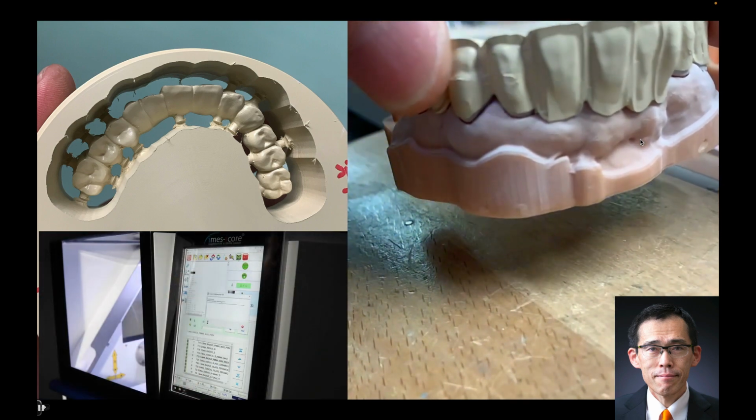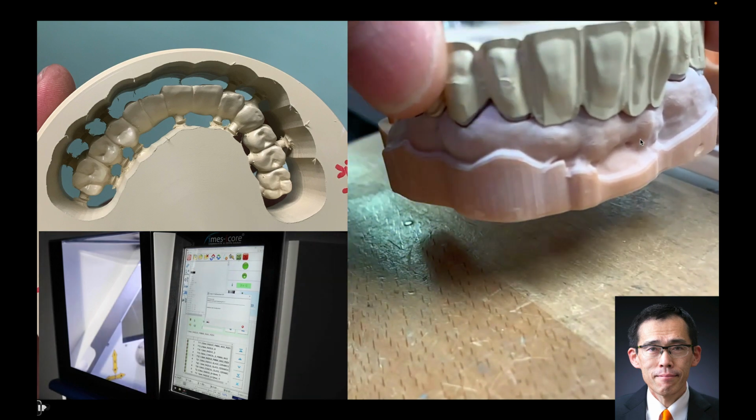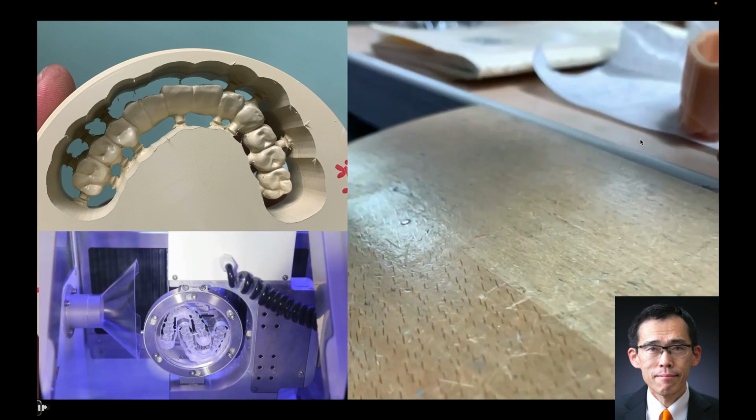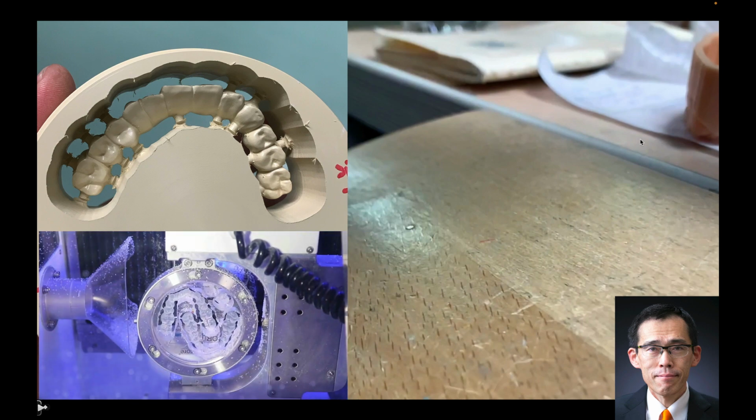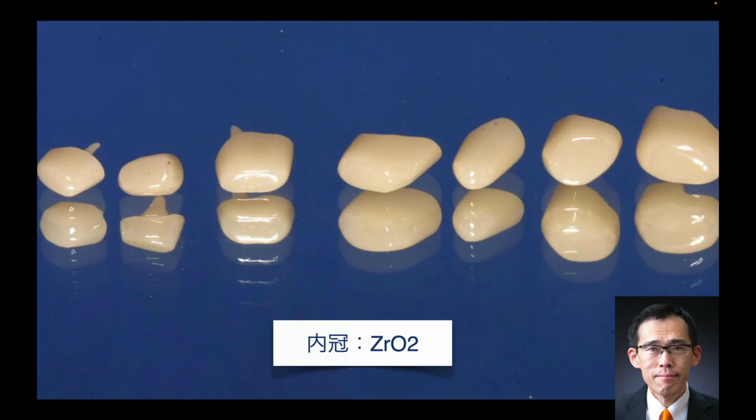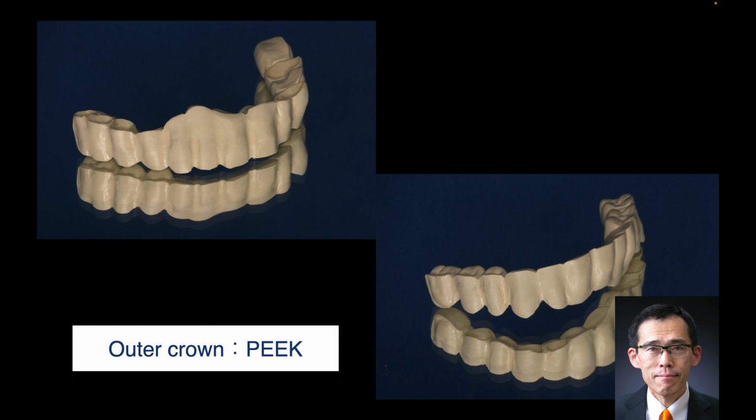You can see the retention of this bridge. We find moderate retention. You can see the zirconia inner crown and PEEK outer crown.